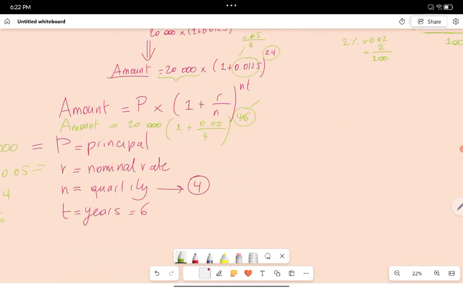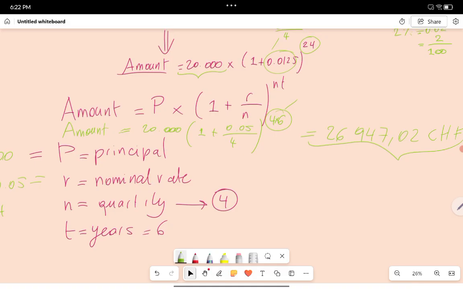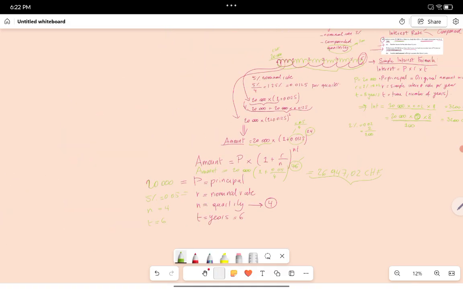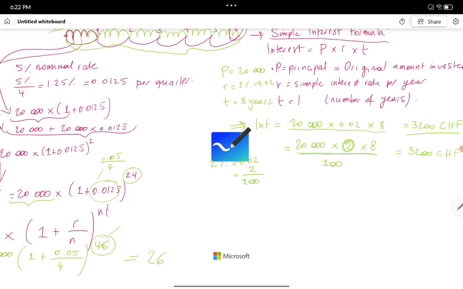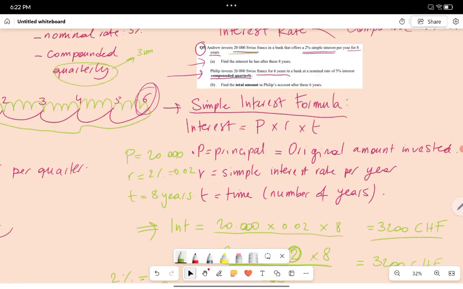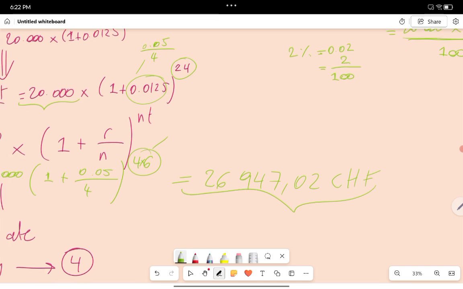All right, so if you put this in your calculator, guys, the value that comes out is 26,947 Swiss francs and 2 cents. So this is the value that he has at the end of 6 years. So this is the answer to question B. Let's have a look again. Find the total amount in Philip's account after 6 years. That will be this amount.